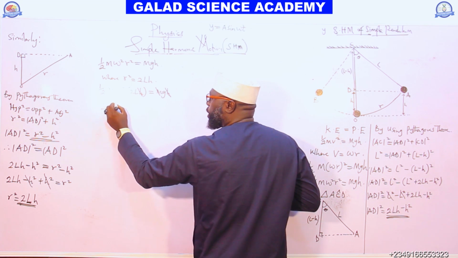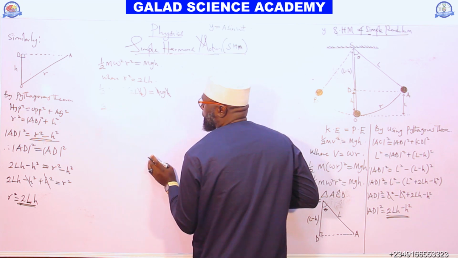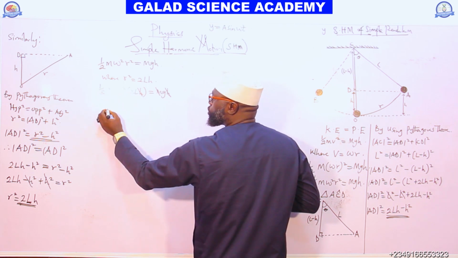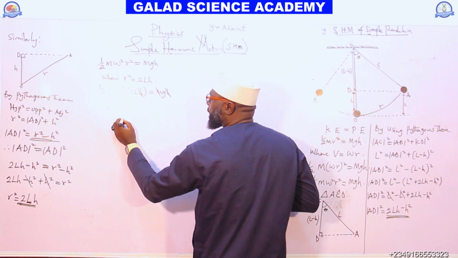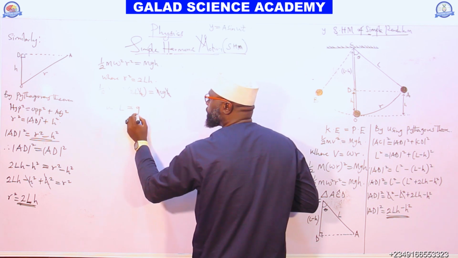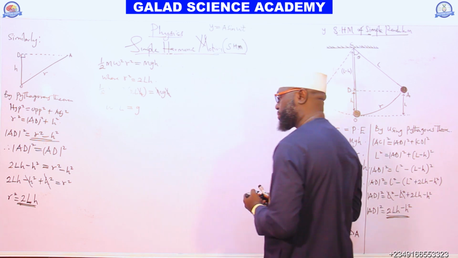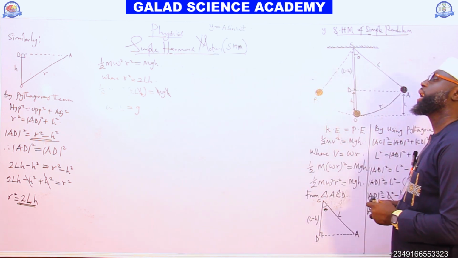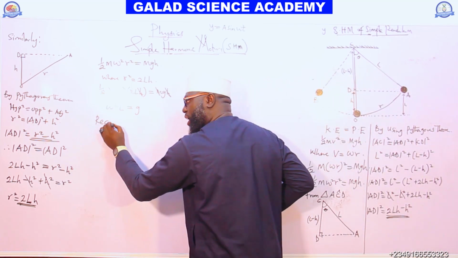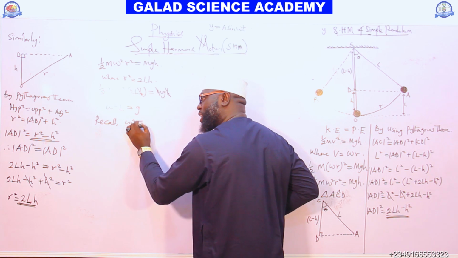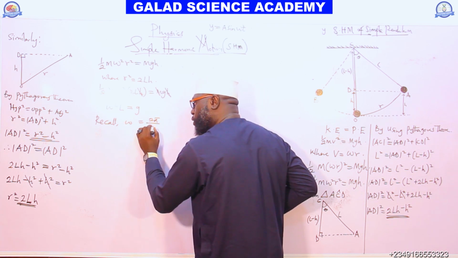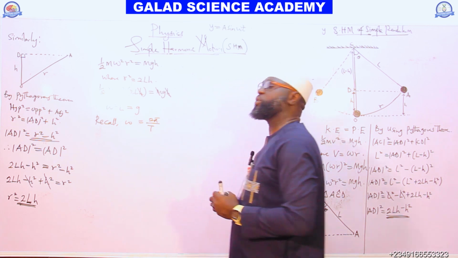half of omega square. This one cancel this two. We now have omega square L equal to G. And again, recall that omega equal to 2 pi over T.